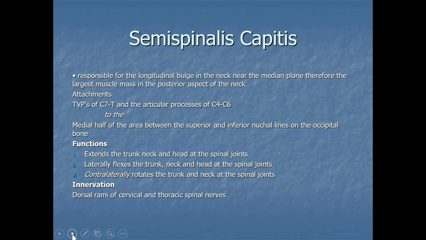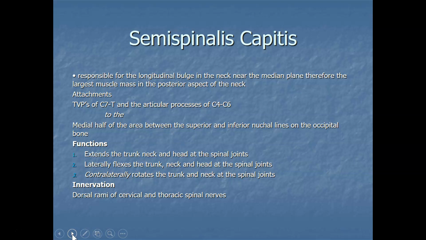It arises from the transverse processes of C7 to T1, sorry, I missed that, and the articular processes of C4 to C6. They go to the medial half of the area between the superior and inferior nuchal lines on the occipital bone. So I'll repeat, arises from C7 to T1, and the articular processes of C4 to C6, to the medial half of the area between the superior and inferior nuchal lines of the occipital bone.